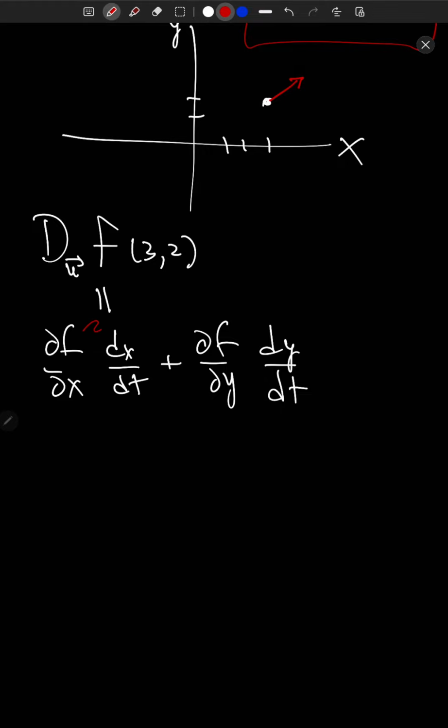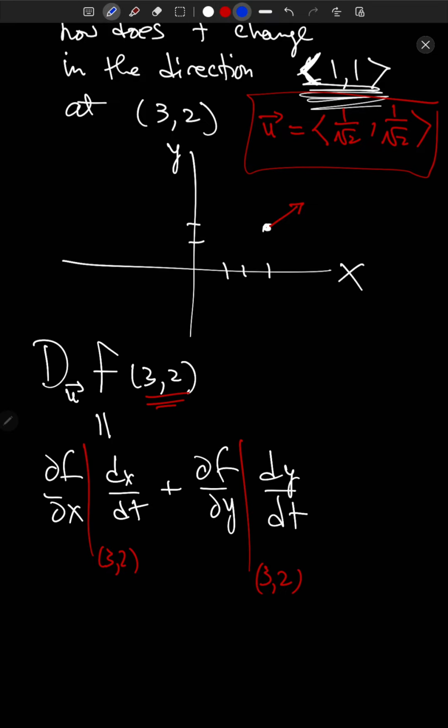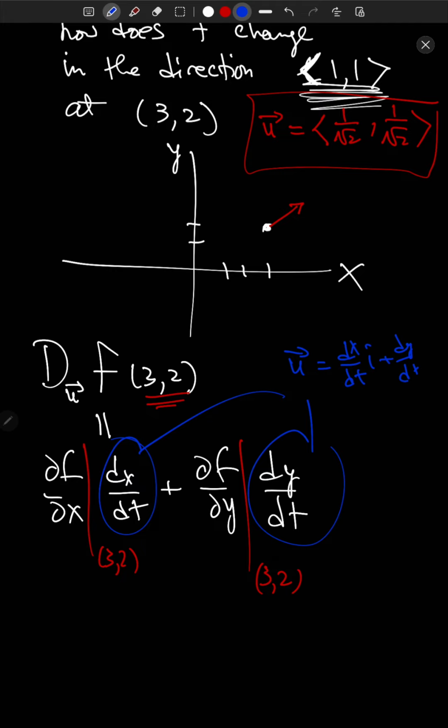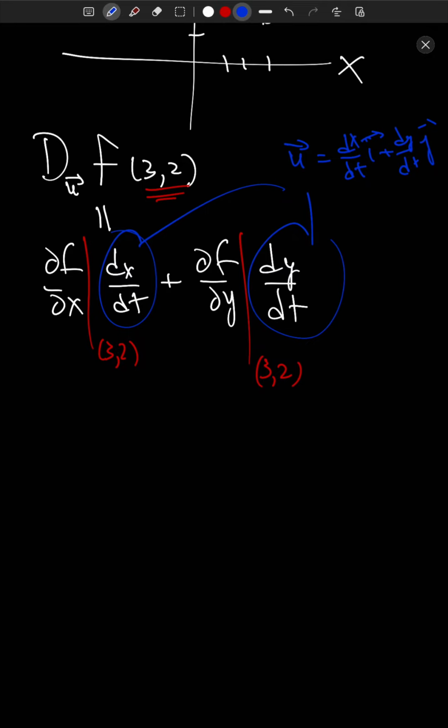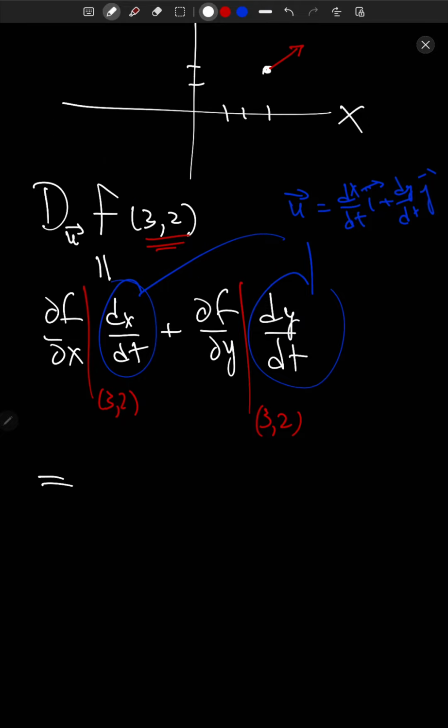df dx was happening at 3 comma 2, our point of interest up here. df dy was happening at 3 comma 2. dx dt, dy dt, what are they? Well, it doesn't matter what the parameterization is because we already know these two together. u is equal to dx dt i plus dy dt j. That's literally the direction vector u, from our definition. And so we actually don't need to do a parameterization. So that's one of the great things here. So this is actually just equal to df dx.